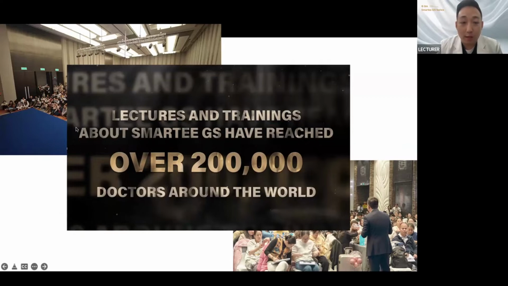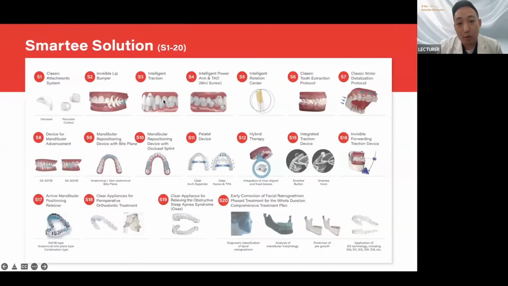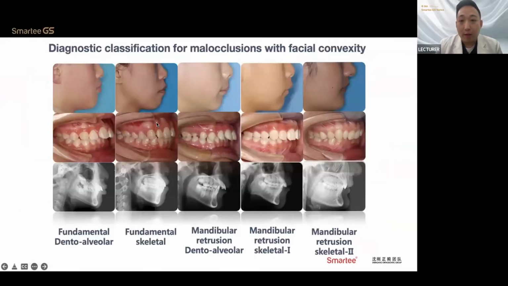And here's a map of the Smartest Solution from S1 to S20. Due to the time, today I just talk about the S8 SGTB, one of the most important devices in the Smartest Solution. Okay. First, we will talk about the diagnostic classification for malocclusion with facial convexity.